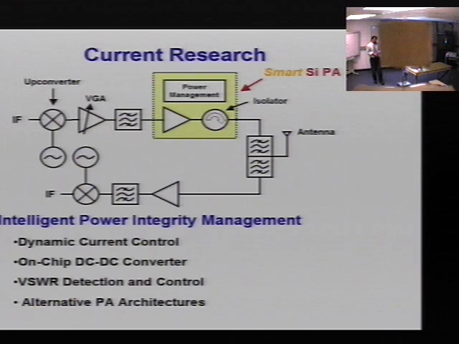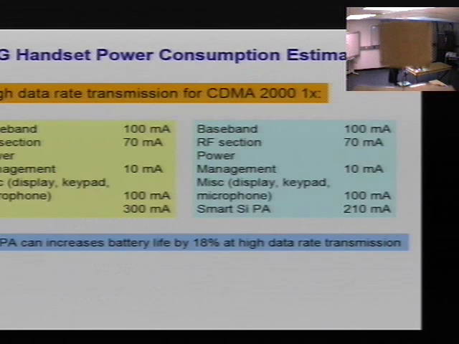And intelligent analog and digital circuitry, a lot of analog and digital blocks are needed to do VSWR detection and control, and that's what I'm working on. And trying to come up with some alternative PA architectures.